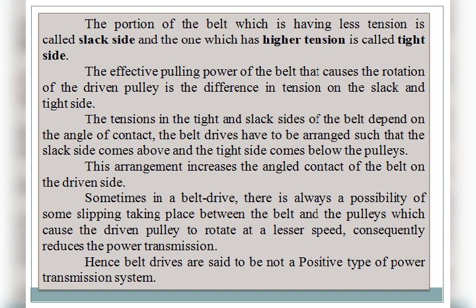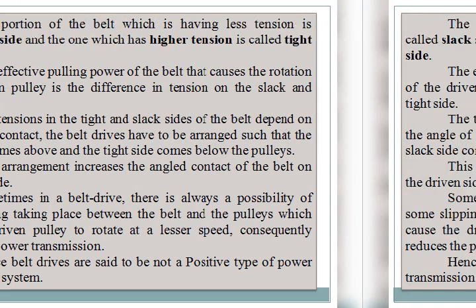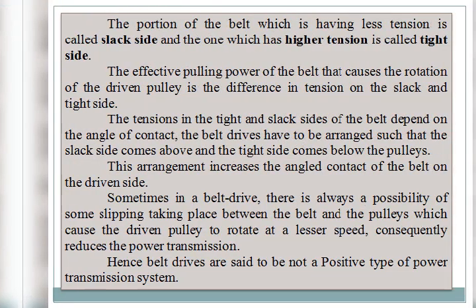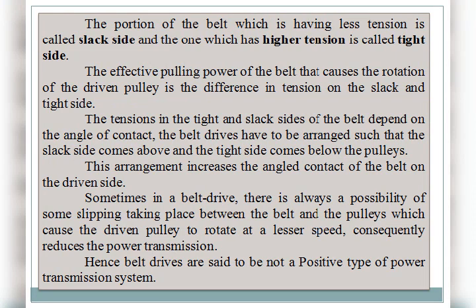belts through pulley. The portion of the belt which has less tension is called the slack side, generally the top side, and the one which has higher tension is called the tight side, which is generally at the bottom. The effective pulling power of the belt that causes the rotation of the driven pulley is the difference in tension on the slack and tight sides. So this is a very important difference between the tensions in the slack and tight sides, which is going to give the power of the belt that causes the rotation.